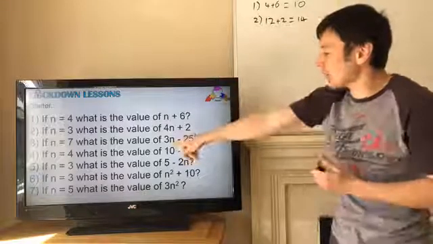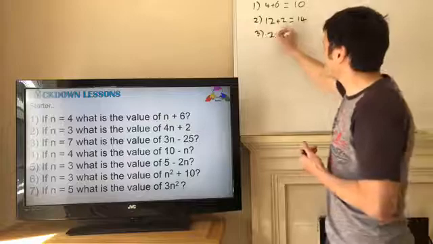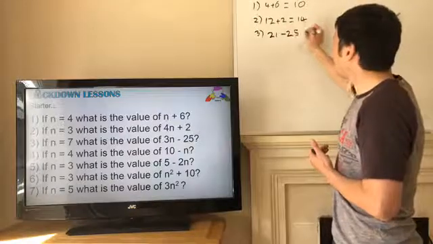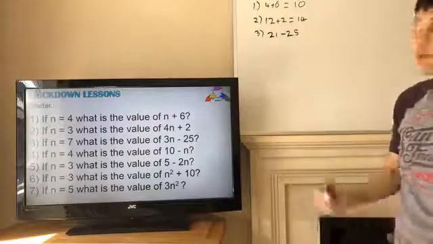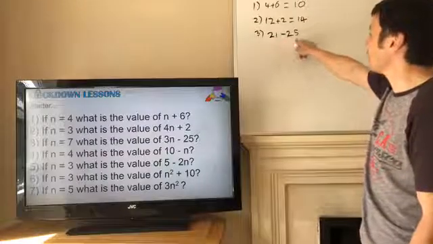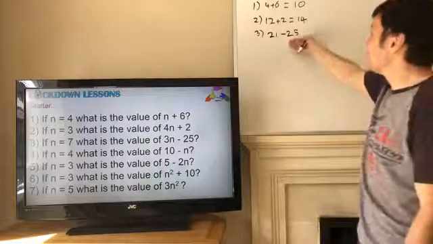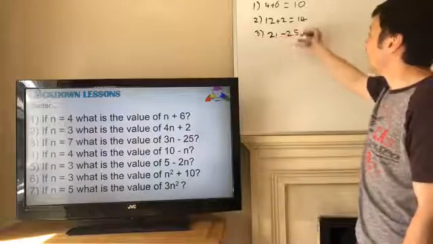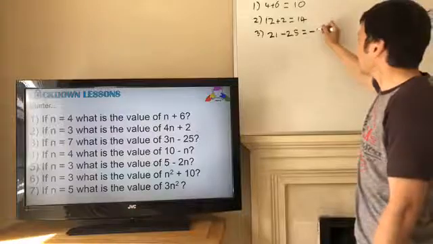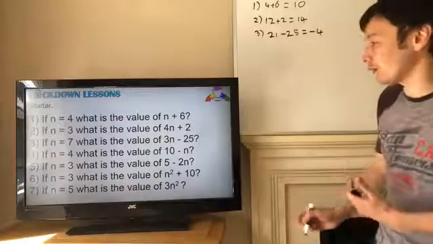Question 3, n is 7. So we've got 3 times 7 is 21, take away 25. If you try and do that in your head, you might get an answer of 4. But it's not going to be 4 because 21 take away 25 has got to be negative because you've not got enough that you're taking away from. So 21 minus 25 is negative 4. So that's another reason why it's good to write these down first.